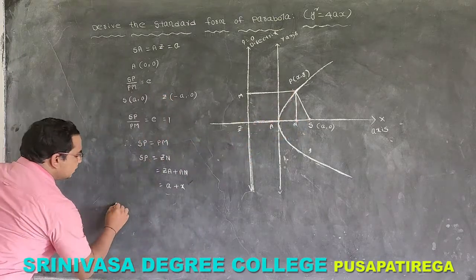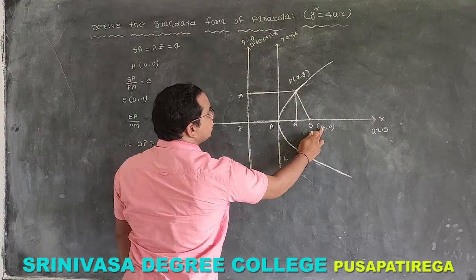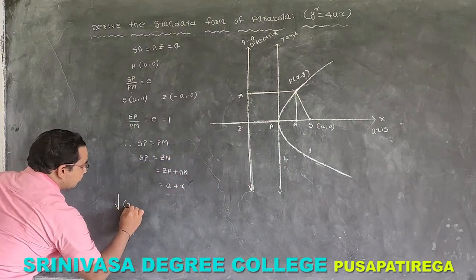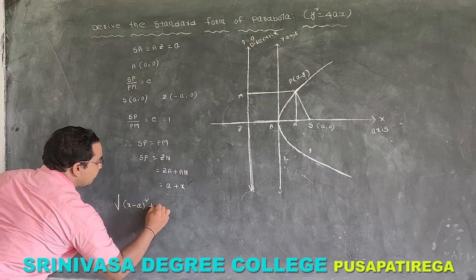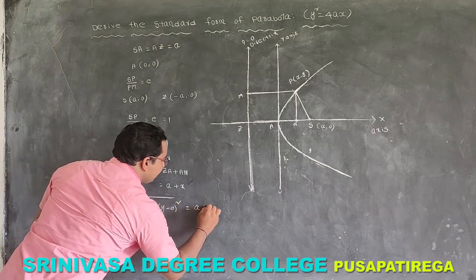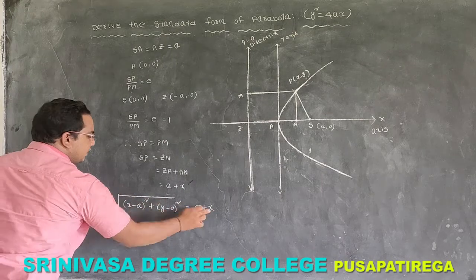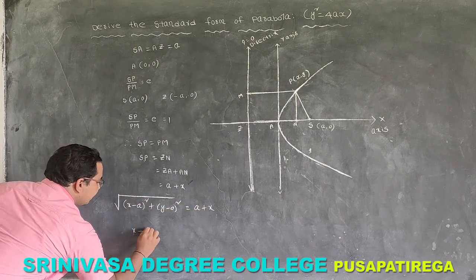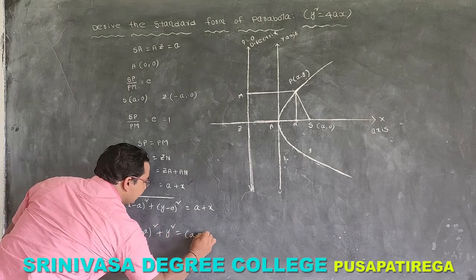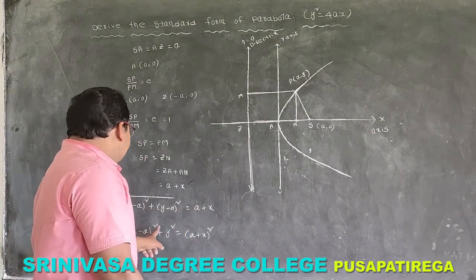So SP is equal to the root of (x2 minus x1) whole square plus (y2 minus y1) whole square. That is root of (x minus a) whole square plus (y minus 0) whole square. This is equal to a plus x. So squaring on both sides we get (x minus a) whole square plus y square is equal to (a plus x) whole square.